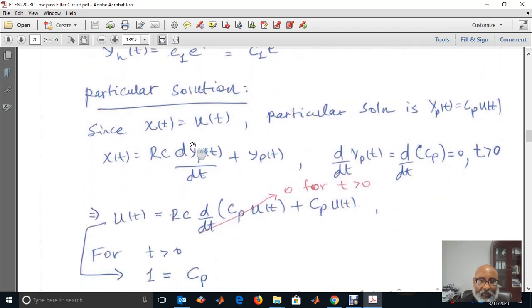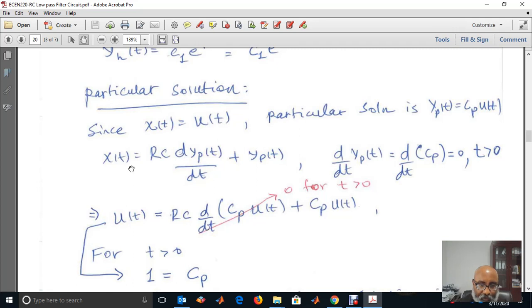The next step will be the particular solution. Please keep in mind we have a unit step input. Then the particular solution will be similar to the input, so it will be Cp times u(t). So we need to find the constant Cp, and we will find it from the differential equation.